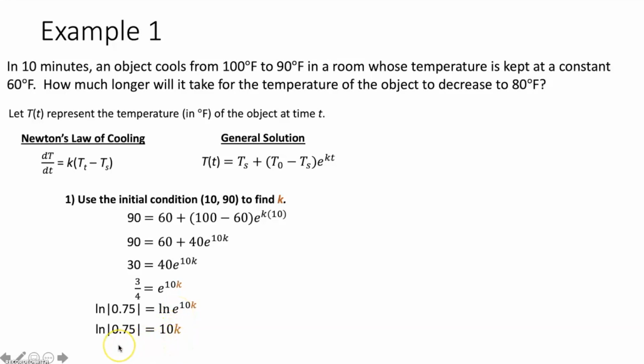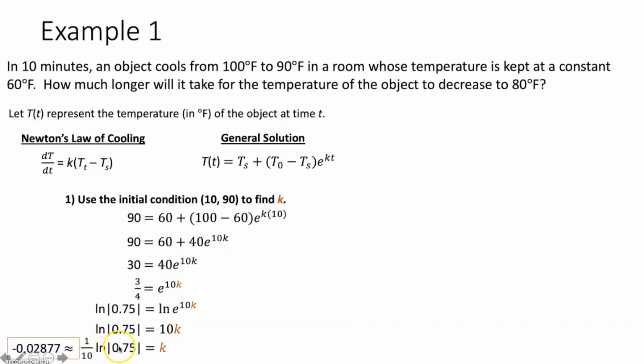We can then divide both sides by 10, and we get k is equal to 1/10 times the natural log of 3/4, or approximately negative 0.02877. Notice that k is negative, meaning we have exponential decay here. And that makes sense because the temperature of your object is cooling, so it should be decreasing. Now, one thing I want you to note is that the more you round your k value, the less accurate your answer over here is going to be. So you should technically use this as your k value if you're trying to be as accurate as possible. But you can use this rounded version if necessary.